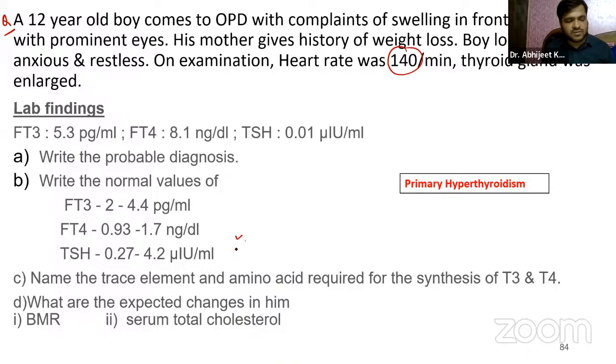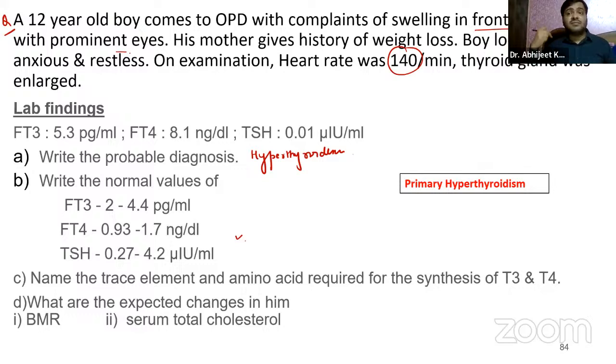TSH is 0.27 to 4.2, right? Now, what have they asked? The probable diagnosis, guys. It is suggestive of hyperthyroidism, and it is primary hyperthyroidism. Now, guys, how can you see? You can see that there is swelling in front of the neck with prominent eyes. Prominent eyes basically exhibit exophthalmos, guys, which is commonly associated with Graves' disease.